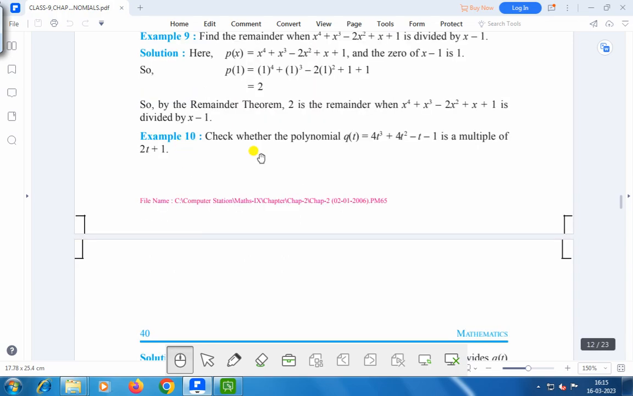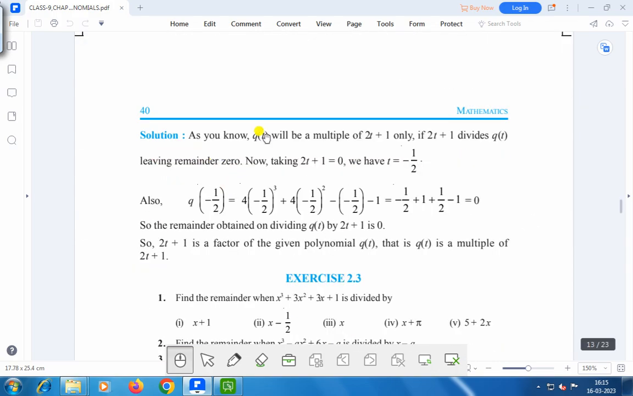Example 10. Check whether the polynomial q(t) = 4t³ + 4t² - t - 1 is a multiple of 2t + 1. As you know, q(t) will be a multiple of 2t + 1 only if 2t + 1 divides q(t), leaving remainder 0. Now taking 2t + 1 equal to 0, we have t = -1/2. Also q(-1/2) = 4(-1/2)³ + 4(-1/2)² - (-1/2) - 1. Then we get the value 0. So the remainder obtained on dividing q(t) by 2t + 1 is 0. So 2t + 1 is a factor of the given polynomial q(t), that is, q(t) is a multiple of 2t + 1.